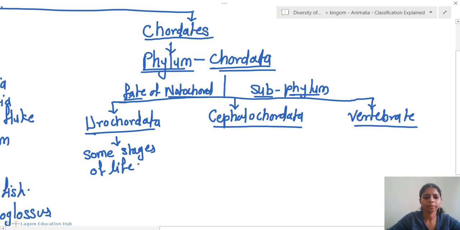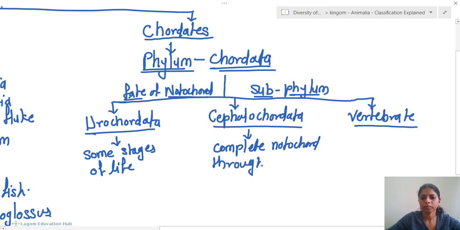Okay, Cephalochordata are the ones who possess a complete notochord, who show a complete notochord throughout their life. Throughout life. Understanding?